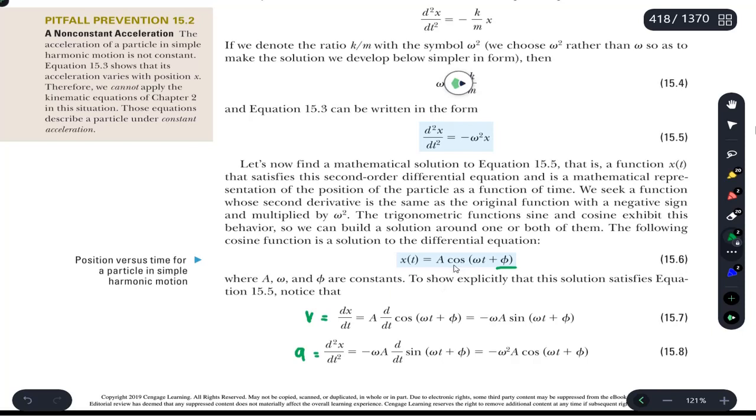From cos, when you differentiate, it becomes sine. Sine, when you differentiate, becomes cos. Again, I would like to repeat, don't worry much about this expression. This is given in the equation sheet. Now, what is A? A is the largest displacement, which is called amplitude. What is omega? Omega is angular frequency. And all these three values are constant.